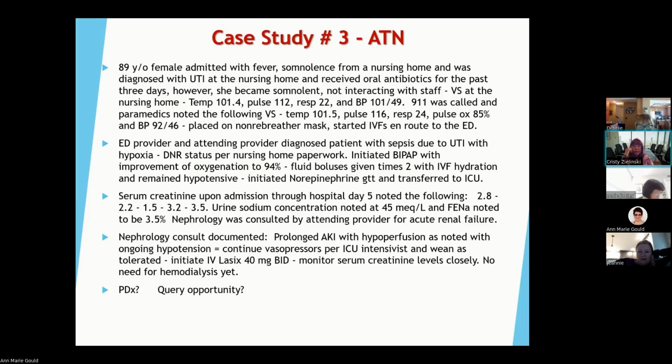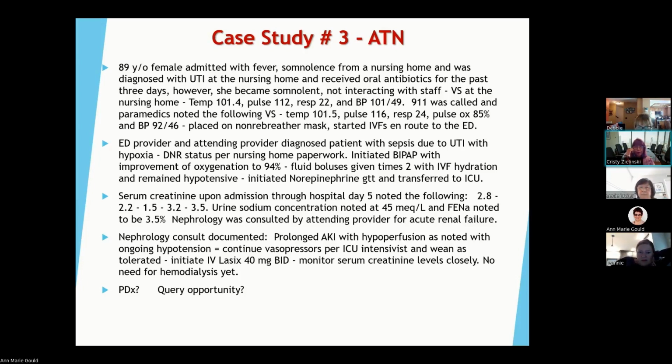911 was called, and paramedics noted the following vital signs: 101.5, pulse of 116, respiration of 24, pulse ox of 85%, and BP of 92/46. The patient was placed on a non-rebreather mask and started on IV fluids en route to the ED. The ED provider and attending provider diagnosed the patient with sepsis due to UTI with hypoxia.